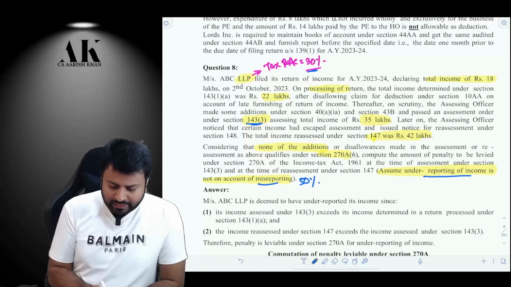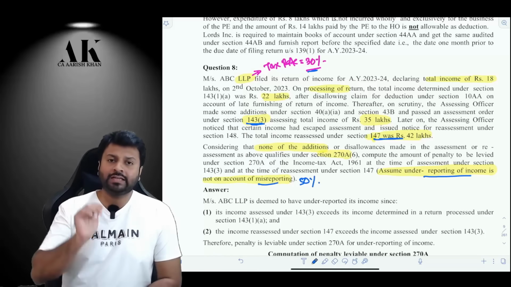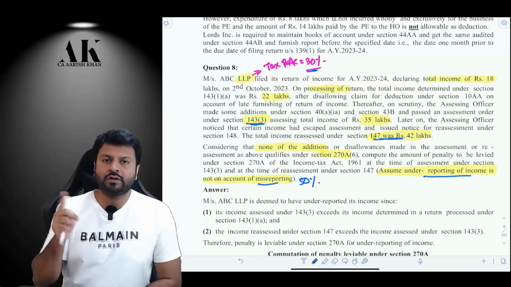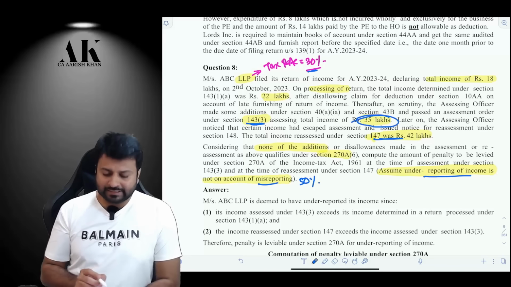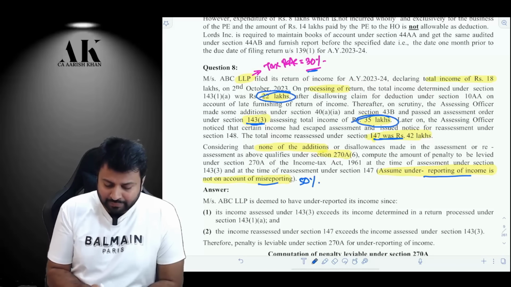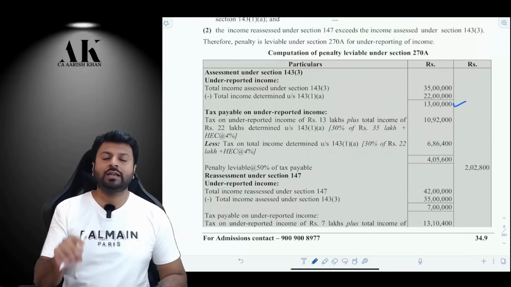First, when you are doing a regular assessment, at that time you have to compute the penalty, and then you have to compute the penalty when you are doing the income escaping assessment. To compute penalty, first of all, you have to compute the underreported income. Underreported income is nothing but your income assessed, which is 35 lakhs, minus income processed, which is 22 lakhs. So 13 lakhs will become your underreported income, and now you will not directly compute tax on 13 lakhs.